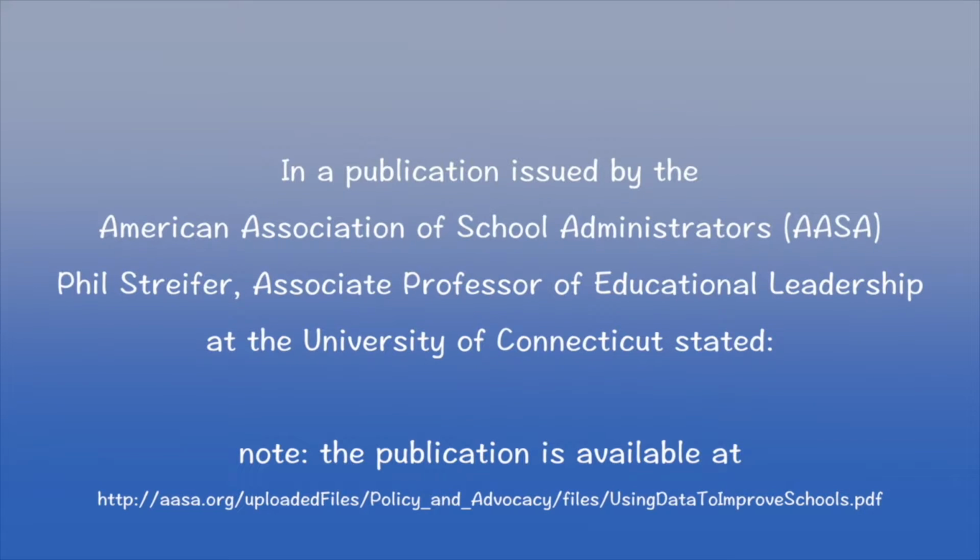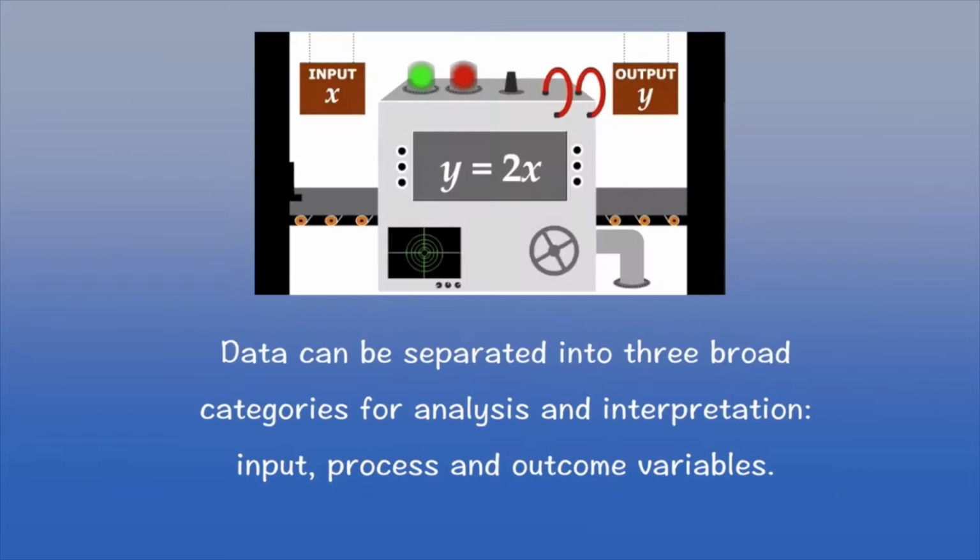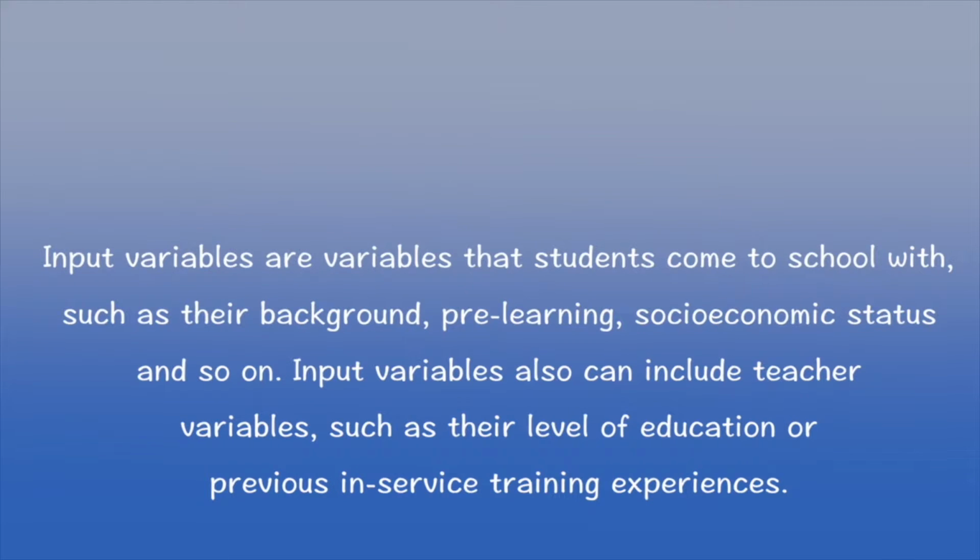In a publication issued by the American Association of School Administrators, AASA, Phil Streifer, Associate Professor of Educational Leadership at the University of Connecticut stated, "Data can be separated into three broad categories for analysis and interpretation: input, process, and outcome variables. Input variables are variables that students come to school with, such as their background, pre-learning, socioeconomic status, and so on. Input variables also can include teacher variables, such as their level of education or previous in-service training experiences.